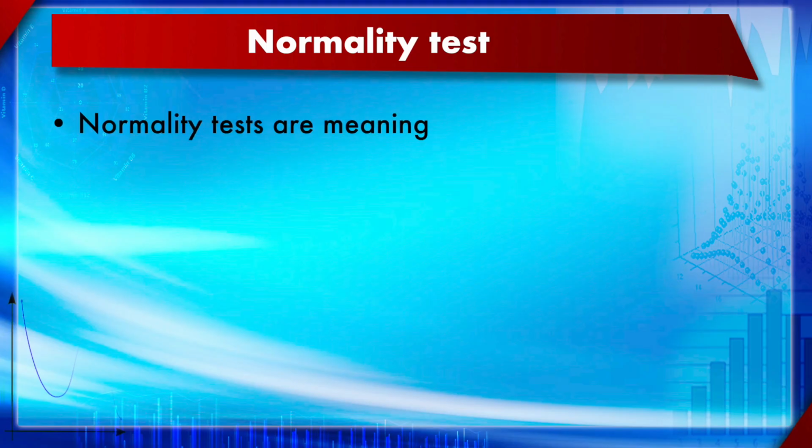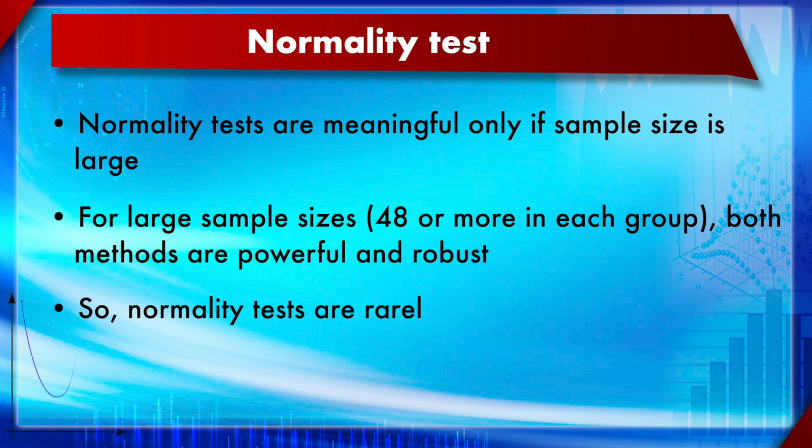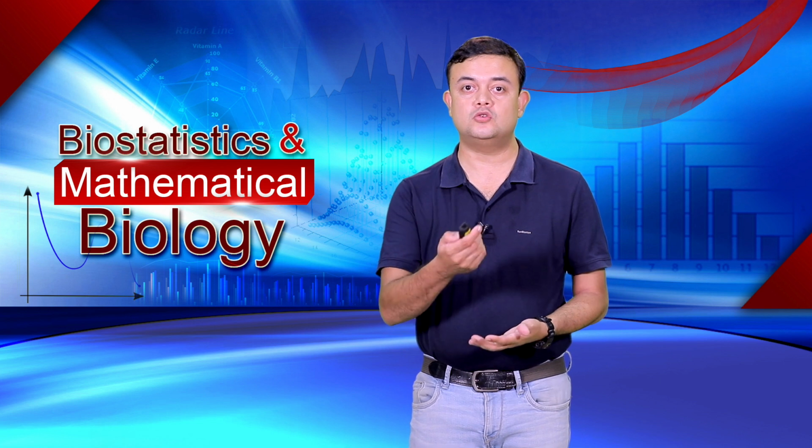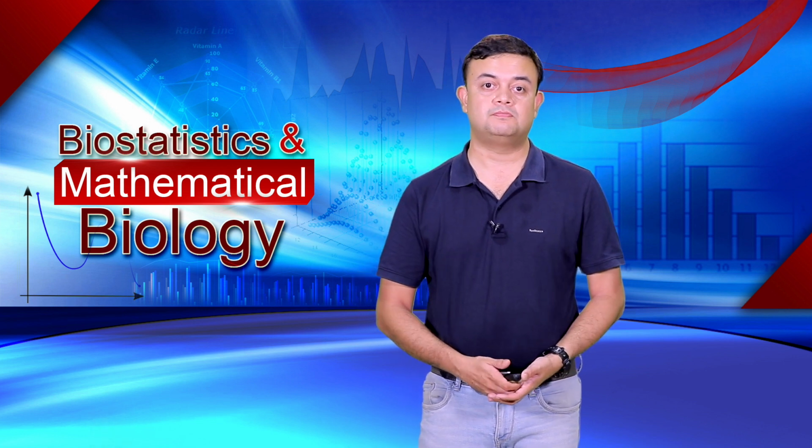So how about normality tests? Normality tests are meaningful only if the sample size is large. Now, for a large sample size, the rule of thumb is around 48 or more in each group, both methods are powerful and robust. So there is no point in going for a normality test. It's rarely useful, the K2 omnibus test, for example, because it's useful only for large samples.